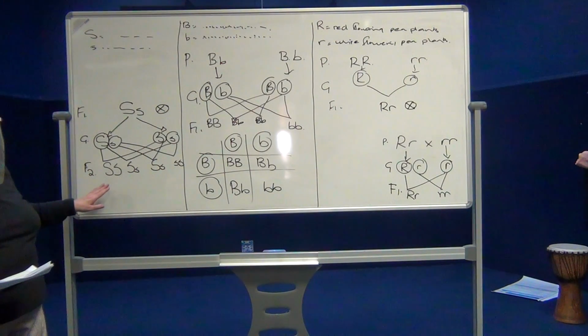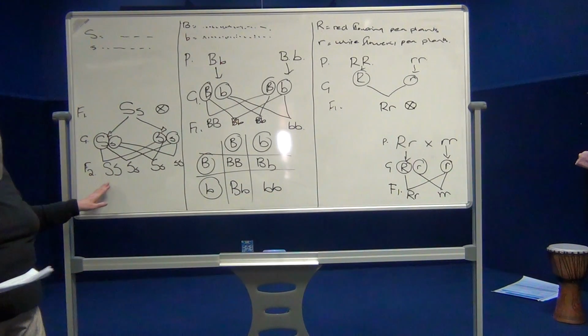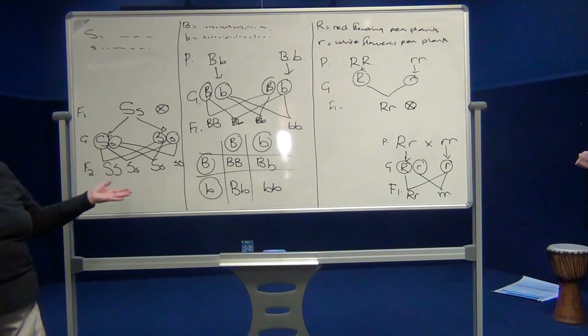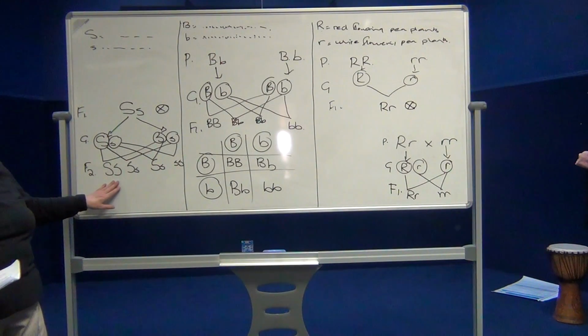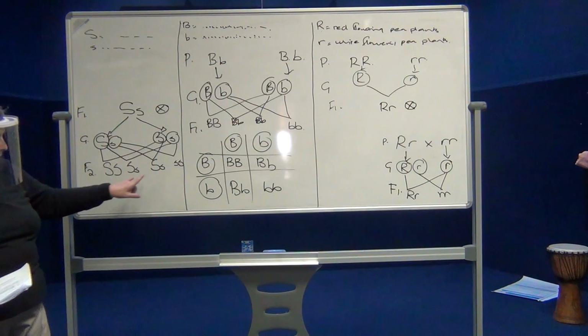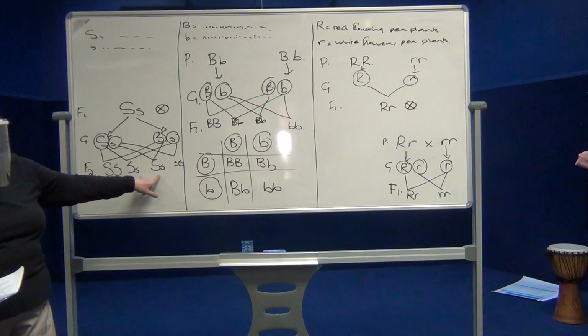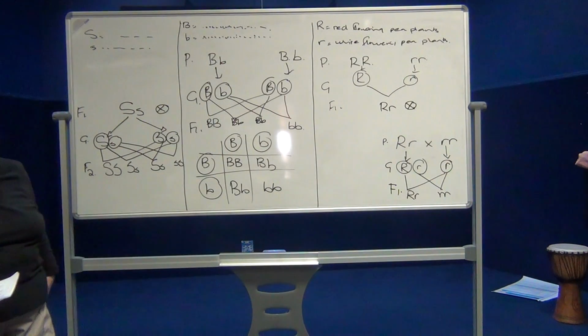That's why yellow's wrong. Okay, are you with me? Yes, ma'am. And genotypically, 1 homozygous red flowering pea plant to 2 heterozygous red flowering pea plants to 1 homozygous white flowering pea plant.